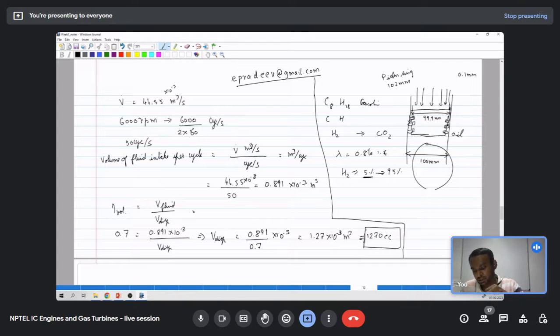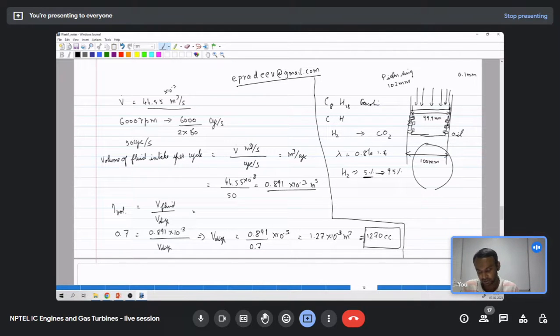Now we had the total volumetric flow rate of the fluid, which was 44.55 into 10 power minus 3. Dividing that by the cycles per second, we get the meter cube of fluid that has to be sent in for every cycle, and that we have obtained as 0.891 into 10 power minus 3 meter cube.